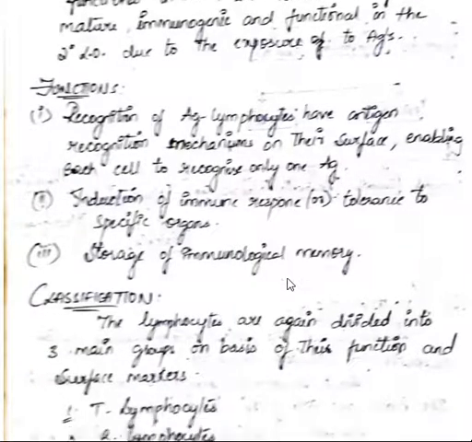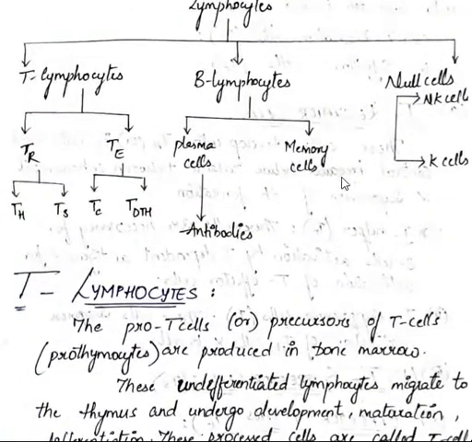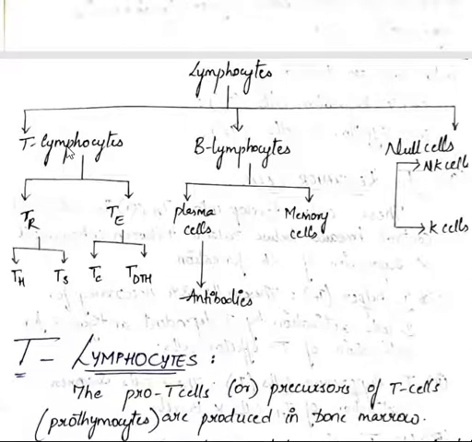Now, coming to the classification of the lymphocytes. The lymphocytes are again divided into three main groups based on their function and the surface markers that are present on them. So according to these surface markers and functions, the lymphocytes are going to be classified into three types. How many types? Three types. The first one is going to be the T lymphocytes, the second one is going to be the B lymphocytes, and the third one is going to be the null cells. T lymphocytes, B lymphocytes, and then null cells.